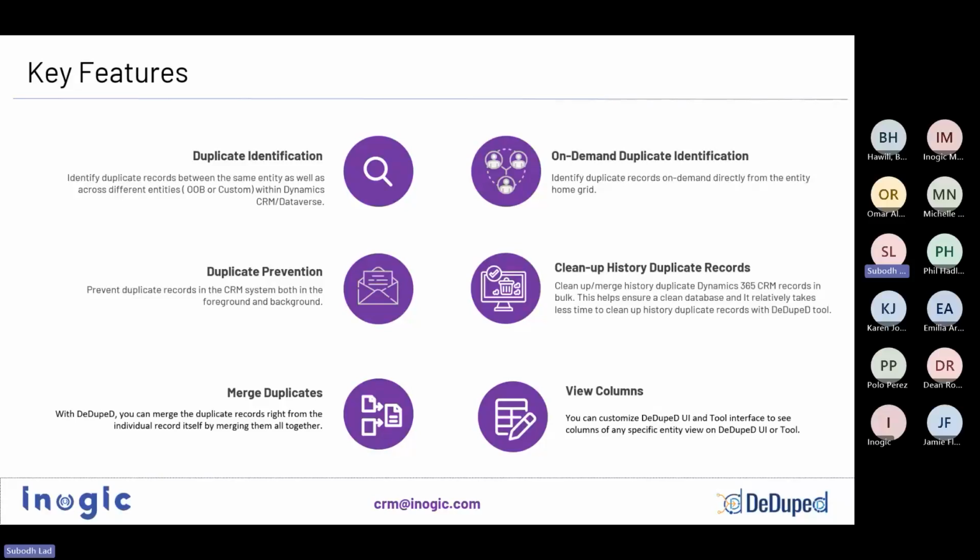Duplicate prevention, I just walked you through how duplicate prevention works in our DDD, and you can clean up historical duplicate records as well. And merging duplicates, we just merged around 24 of the main records through our dedupe tool. And view columns: if the user wants to view the duplicates in the same column names as the CRM view, then you can just select that particular view in that configuration.